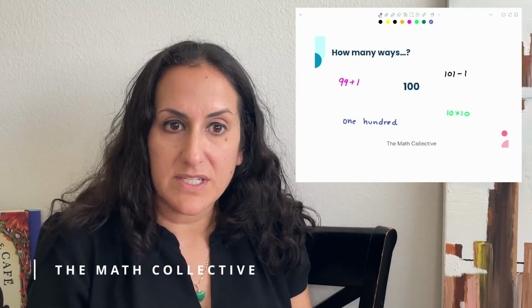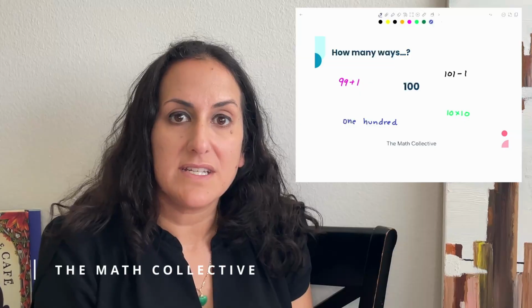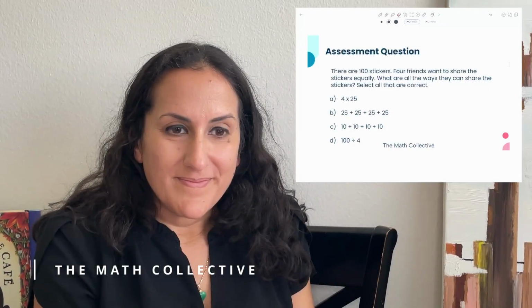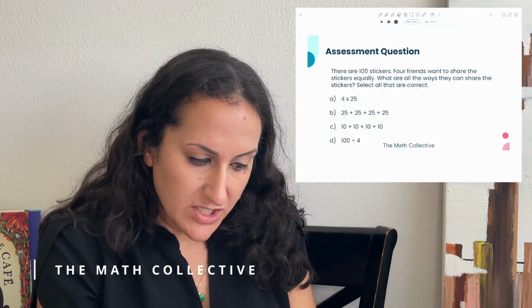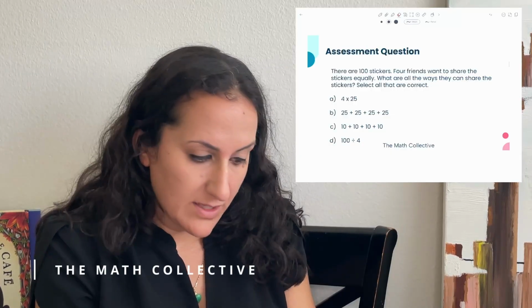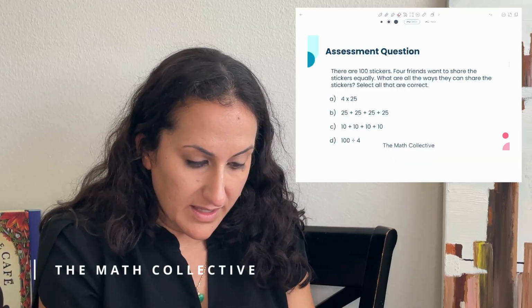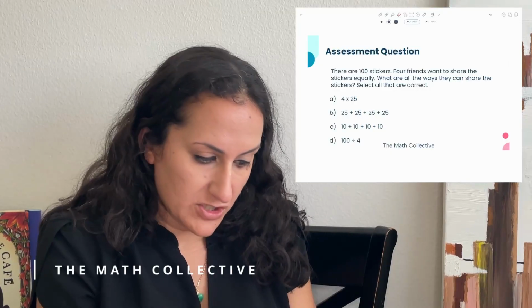So that's how this routine goes, and I'm going to show you how it then connects to our test taking strategies and different tasks that students encounter on assessments. Here we see a story problem. There are 100 stickers. 4 friends want to share the stickers equally. What are all the ways they can share the stickers? Select all the answers that are correct. And we have our 4 different choices.